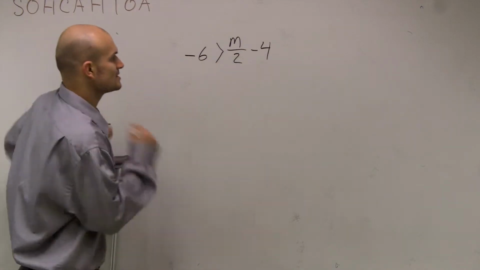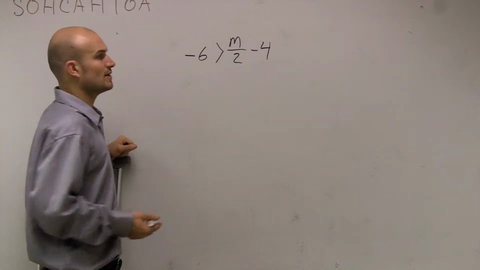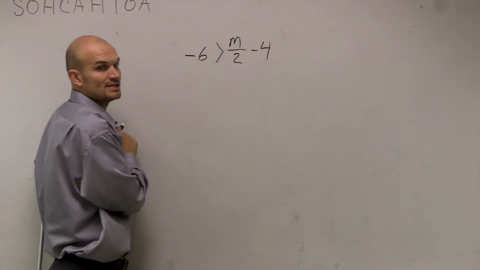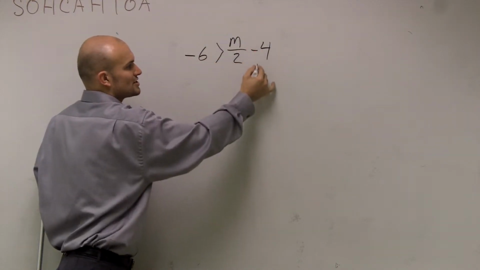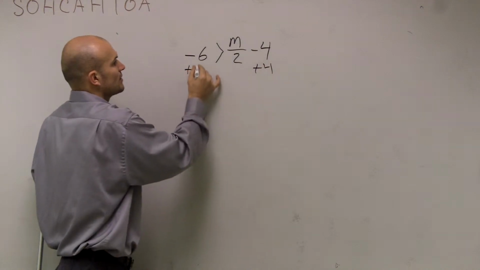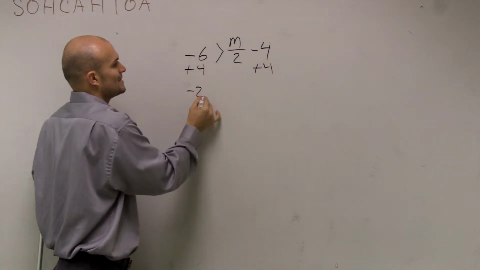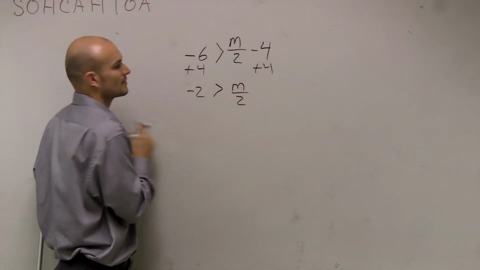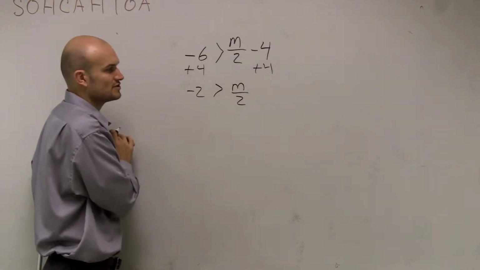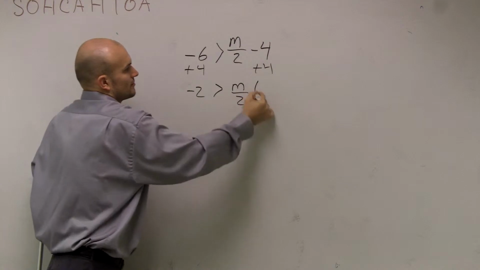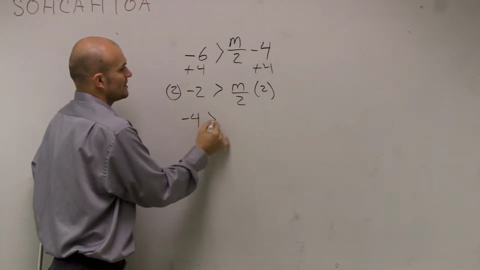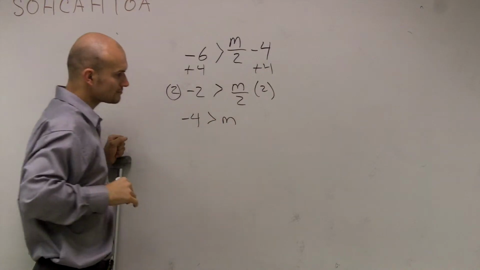So what I'll do is, I need to solve this just like an equation. So I need to get the variable by itself. To do that, I need to undo addition and subtraction. So to undo subtraction of 4, I add 4. Therefore, it provides me a -2 is less than m over 2. Then I need to undo division of 2 by multiplying by 2. -4 is less than m.